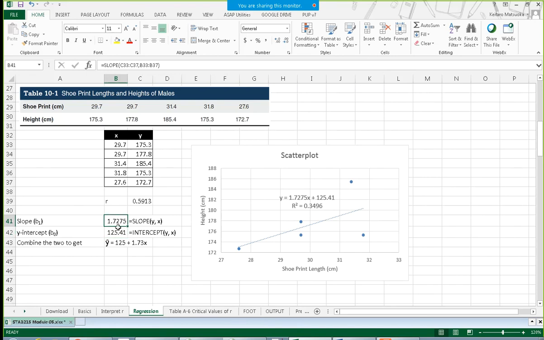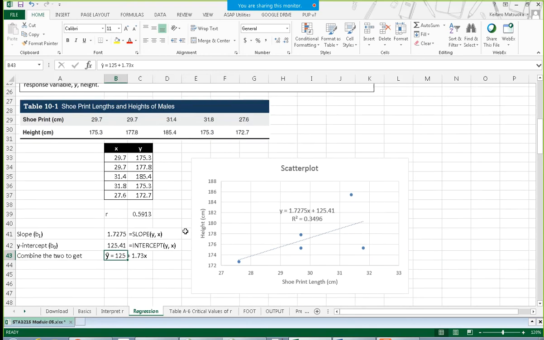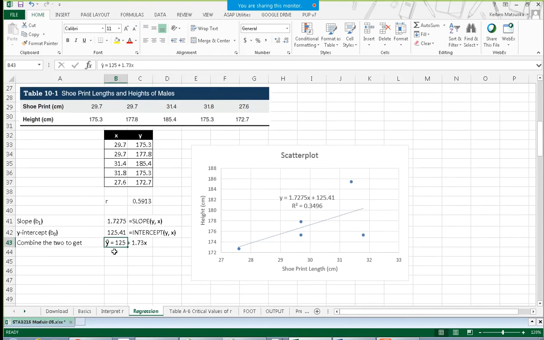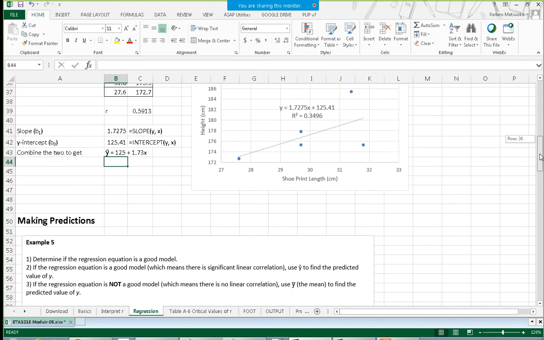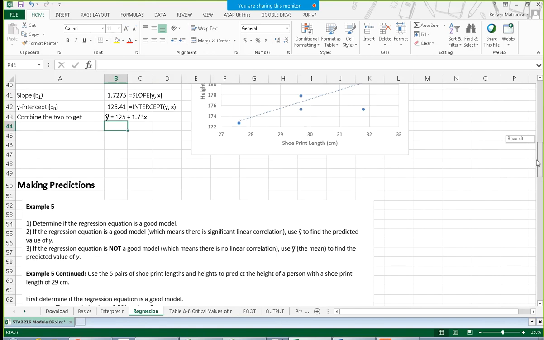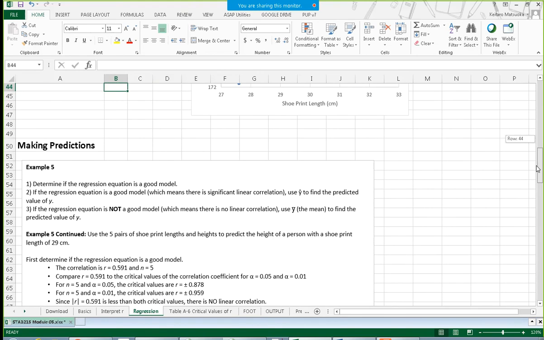So if you combine the two, you get y hat is equal to 125 plus 1.73x. If you're asked to provide the regression equation, here's an example of how to do that. You have to manually type it up. You already know how to make the scatter plot, so I'll leave it as is. So now the question is, how do you make predictions?